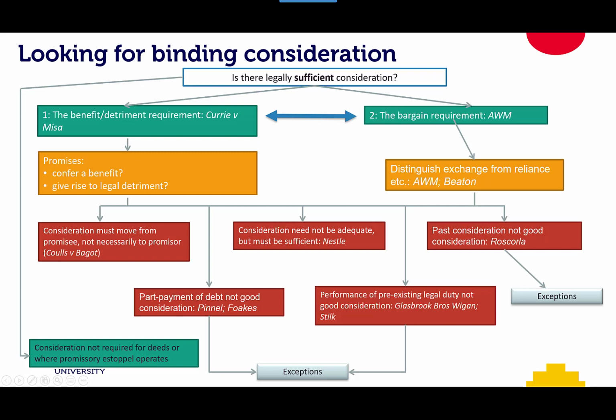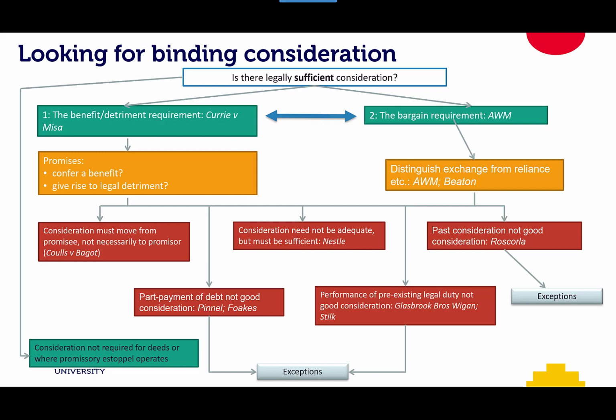And we return to our old friend Australian Woollen Mills, which is a case we discussed a couple of weeks ago. Is the promise that you made me a response to, or an exchange or a swap for, a promise I made you? Is there an exchange? Is it part of the bargain? Or are they independent promises, which in fact would not be consideration?